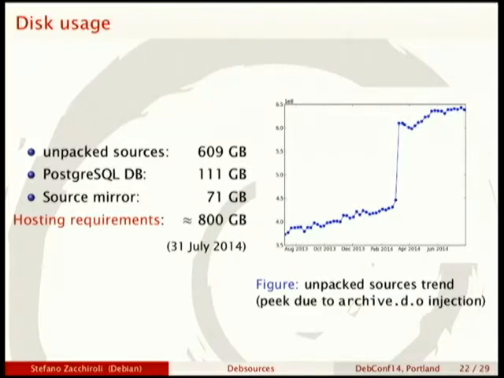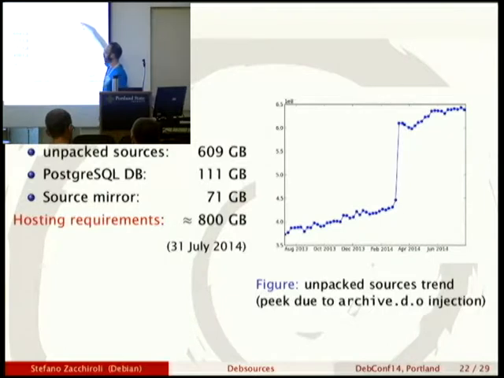The source mirror in the end is the smallest thing we have, it's 70 gigs. And in total, we are well under a terabyte of data. So that's not that big for today's requirements for hosting a significant service. This is the evolution of disk usage over time. And the peak here is when I injected all the historical releases. This is not zero. This started at 3.5, so it's not like we went 10 times up when I injected all the historical releases.